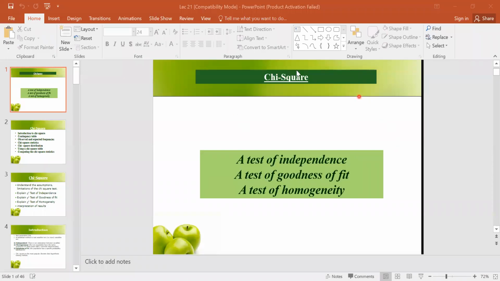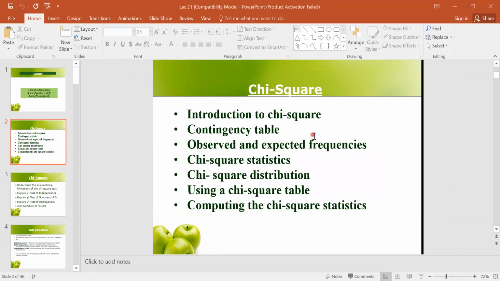In this video, you will learn about the chi-square. Basically, chi-square is defined in three categories known as test of independence, test of goodness of fit, and test of homogeneity. So in this video, you will learn about the introduction of chi-square, what is the contingency table, and how we can read and write the contingency table.